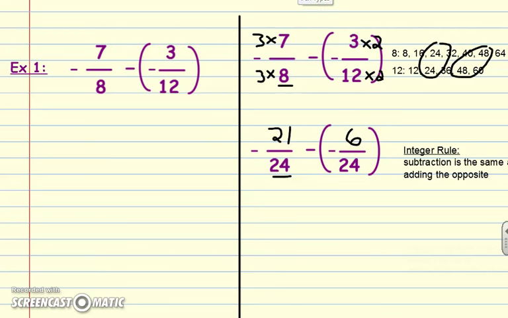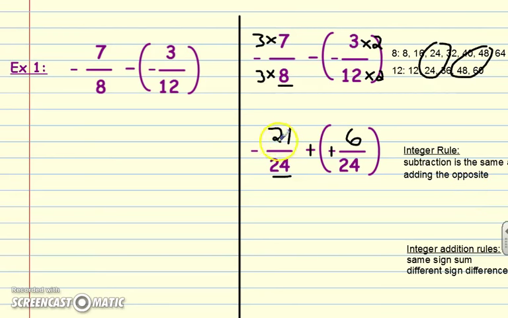Now we have our integer rule here. Subtraction is the same as adding the opposite, or adding the inverse. So instead of minus negative 6/24, I'm going to add the opposite. That changes it to adding, so I can do my adding rules. So I've got negative 21/24 now plus positive 6/24. I'm going to use my integer adding rules. If it's the same sign, I'm going to sum or add them. If they're different signs, use difference or subtract.